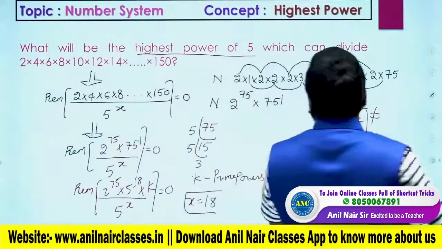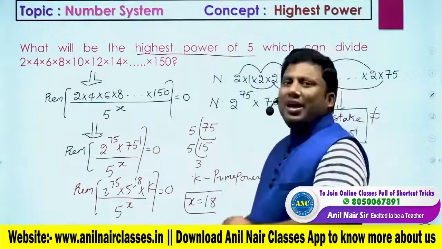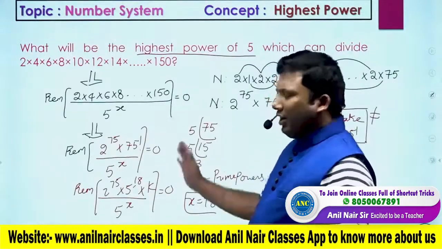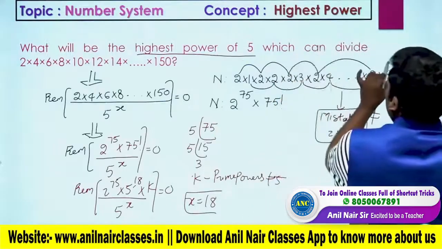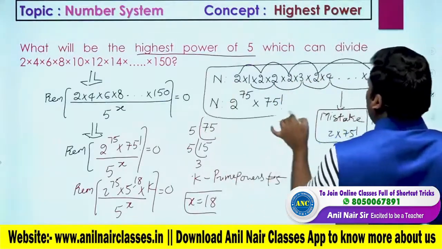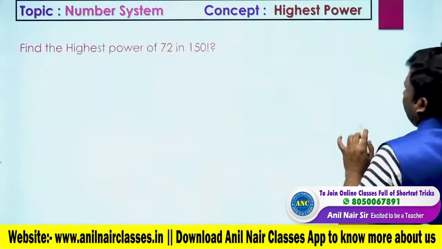This is a question based on another question: 8 into 16 into 24 into 32. That also should be there in the PPT. The entire idea is to convert this multiplication into a factorial.